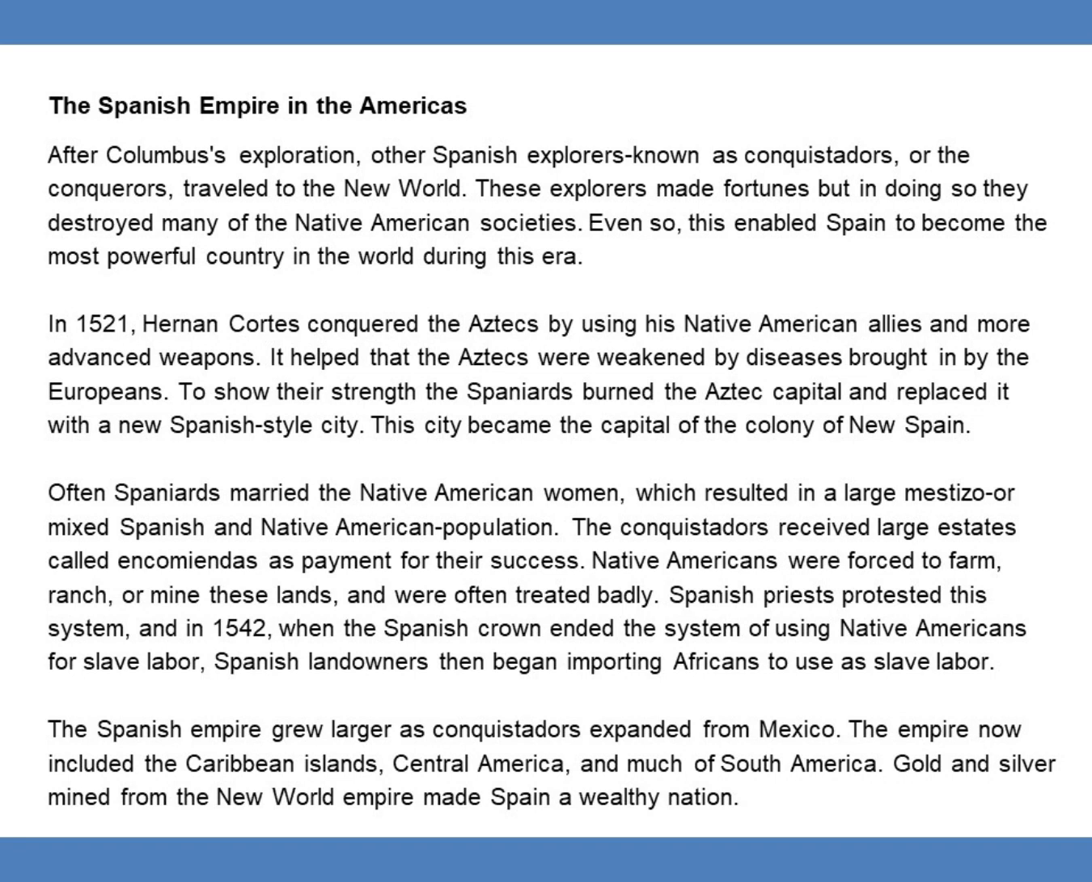The Spanish Empire grew larger as conquistadors expanded from Mexico. The empire now included the Caribbean islands, Central America, and much of South America. Gold and silver mined from the New World Empire made Spain a wealthy nation.